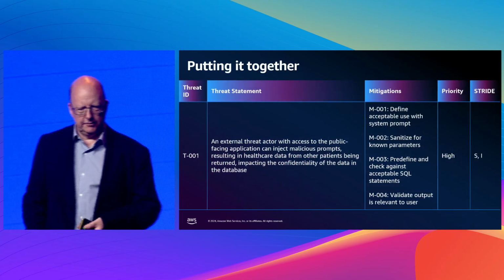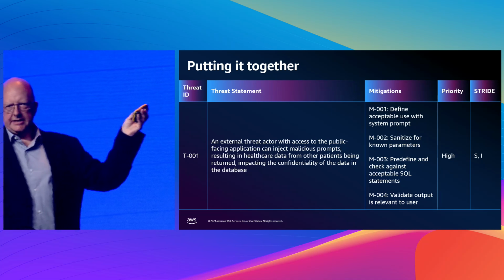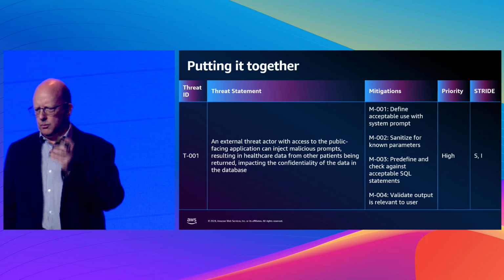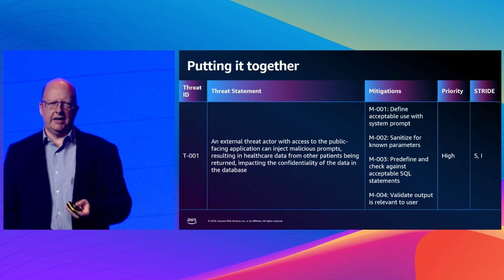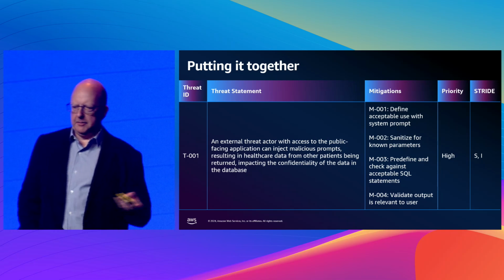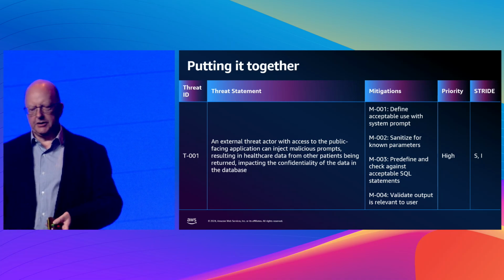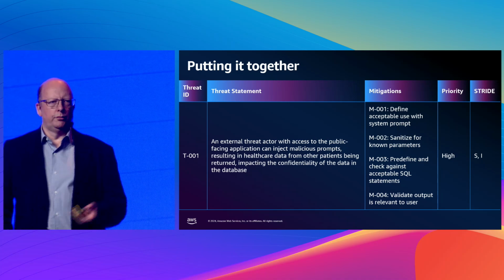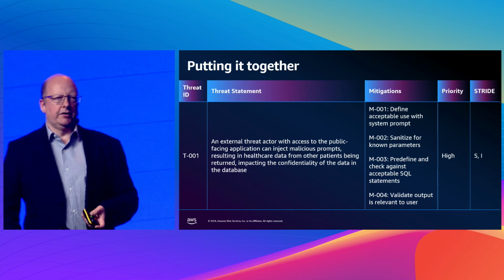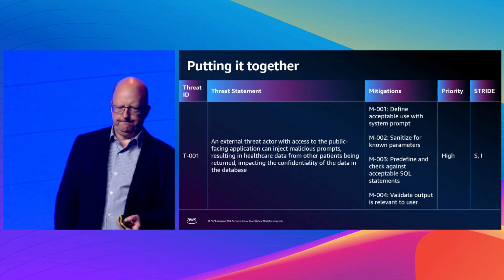So let's put it all together. We've got a lot of information. Now recall, we did this step by step. So we've got a threat ID, which is unique in this scenario. We've got our threat statement. We've got 4 mitigations. So mitigation 1 is to define acceptable use with the system prompt. The second one is to sanitize for known parameters. Mitigation 3 is to predefine and check against acceptable SQL statements. And mitigation 4 is to validate the output is actually relevant to the user. We've given it a high priority, and we've got the spoofing and information disclosure. So that's our threat statement.